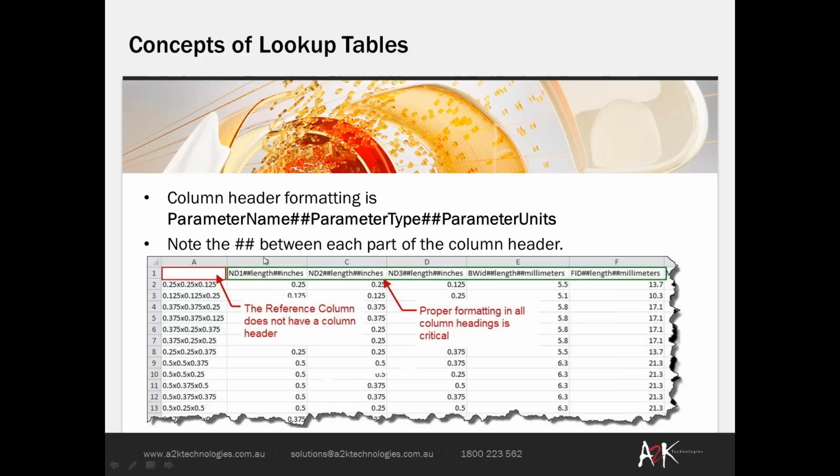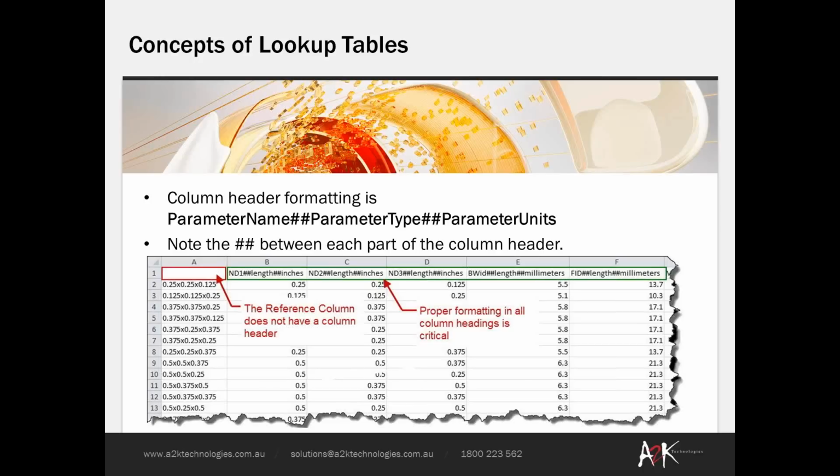So note that there are two hash symbols between each part of the column header. Just keep that in mind, and that's just the standard formatting that these lookup tables use. That's the typical way that it's been set up. One thing to keep in mind here is that the naming of the parameter name here does not necessarily reflect the actual name of the parameter coming from the family. This can be an abbreviation. Okay, so this is where it can start to become a bit confusing.